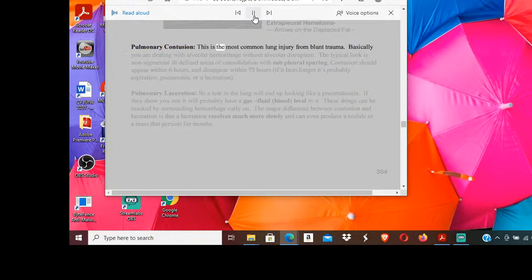Pulmonary contusion, this is the most common lung injury from blunt trauma. Basically you are dealing with alveolar hemorrhage without alveolar disruption.